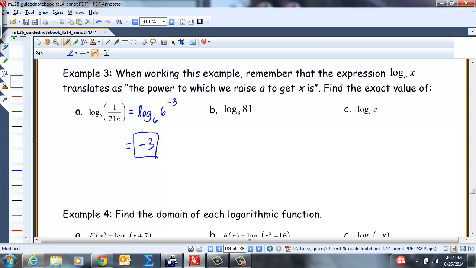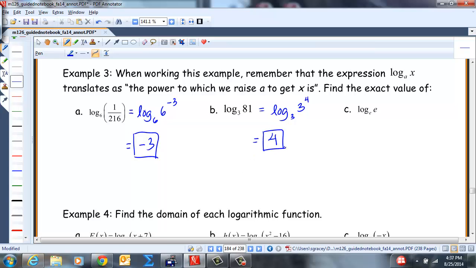What about this one? The power to which I raise 3 to get 81. You might have already known it. You could write it like this, right? Log base 3 of 3 to the 4th. So the power to which I raise 3 to get 3 to the 4th is 4.